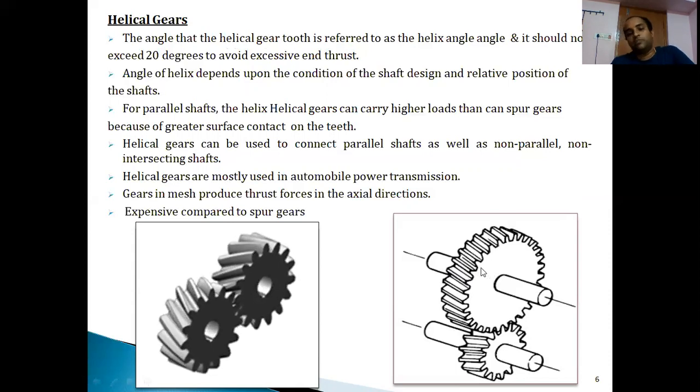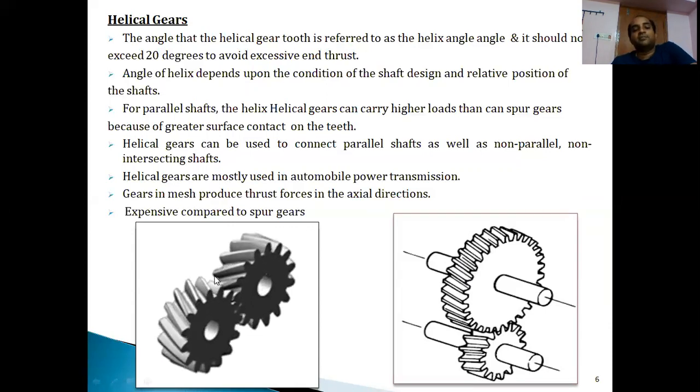Why less than 20 degrees? Because if the angle exceeds 20 degrees, then there will be excessive end thrust. If there is more end thrust, then sometimes it may lead to the failure of the teeth also. To avoid that, the maximum preferred angle of inclination is 20 degrees.